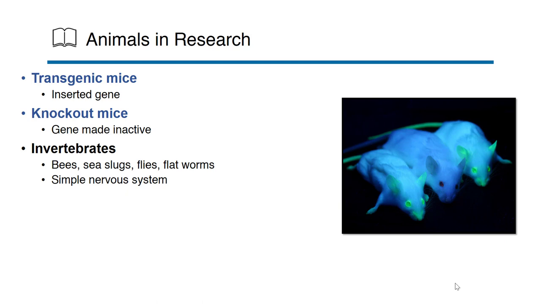So we might have a transgenic mouse where we insert genes. This is the great thing about having the same DNA as a fruit fly. We could take a gene out of a fruit fly and stick it into a mouse. The mouse on the right there, it glows in the dark.